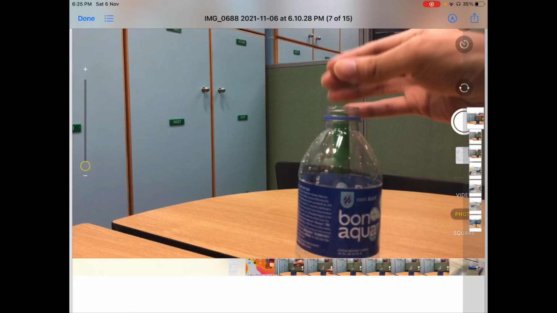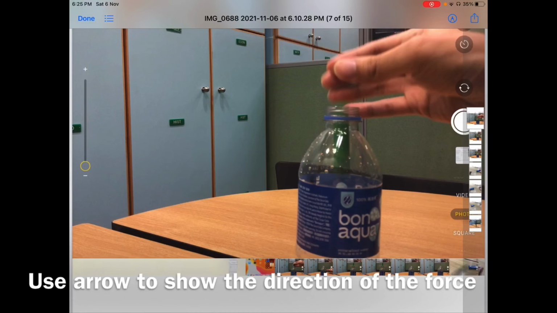Now, how to draw the free body diagram of an object? I think you need to know two things first. First of all is how to represent a force in science. You use an arrow to represent this force when you are drawing the free body diagram.